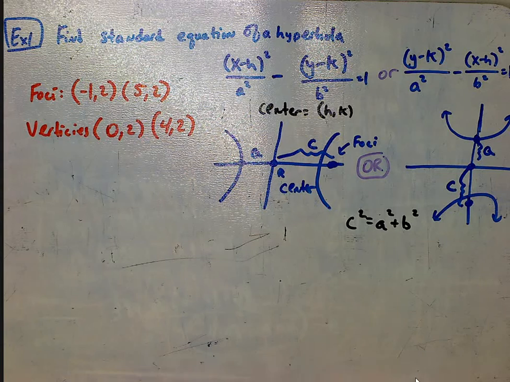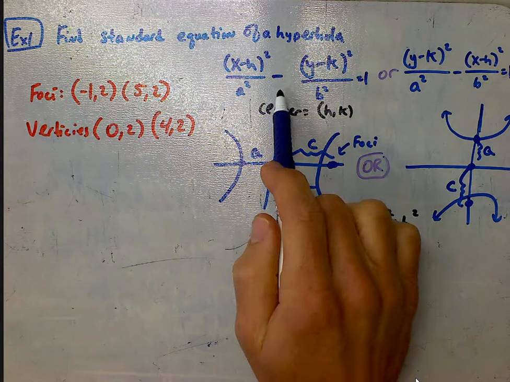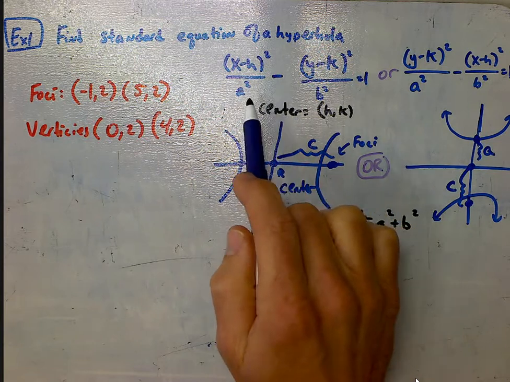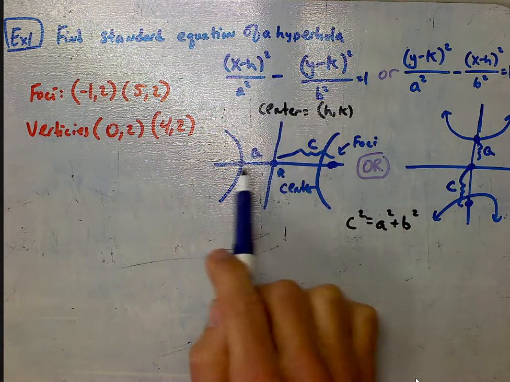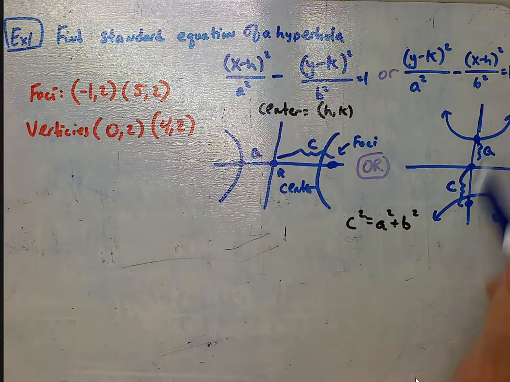For example 1, we're going to find the standard equation of a hyperbola, and it has two forms. First form with the major axis being with the x, so it opens like this. And the second form with the major axis being like the y, and it opens up and down. So our first job is to figure out which one it is.